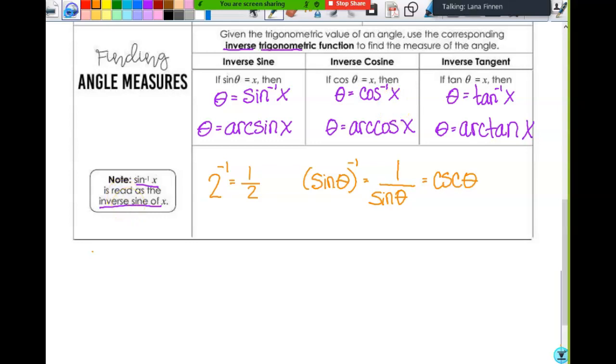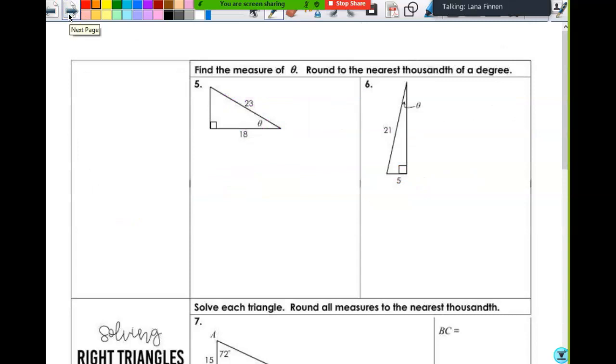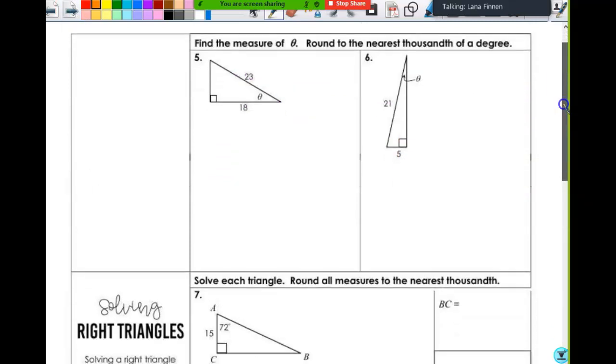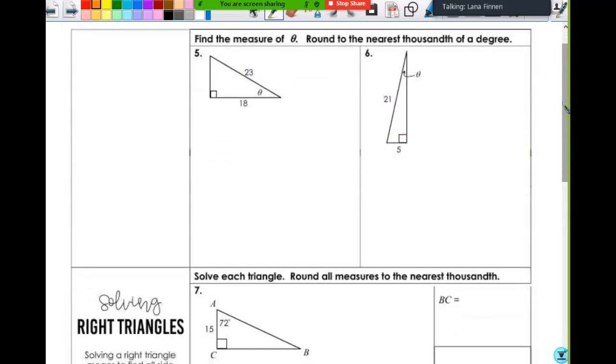All right, so let's do one of those. I want to find the measure of theta. We set up the triangle the exact same way we've been doing. This is my angle. Across from the right angle is my hypotenuse. This is adjacent. So for adjacent and hypotenuse, I'm using cosine. So the cosine of theta, because it's always of an angle, is equal to the adjacent over the hypotenuse. I need to get theta. So theta is equal to the inverse cosine of 18 over 23.